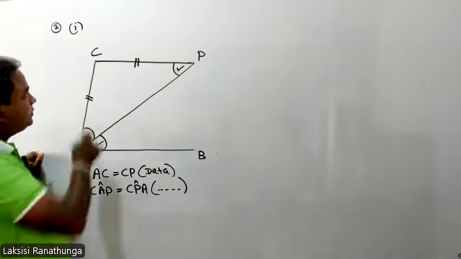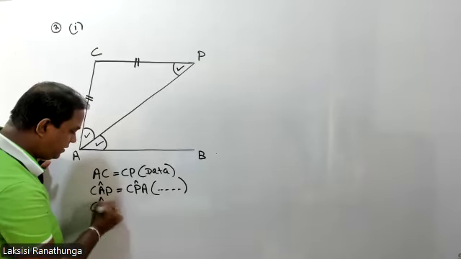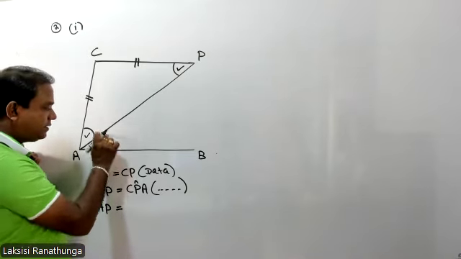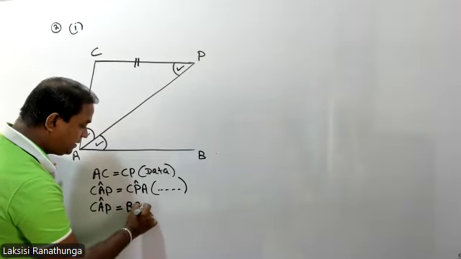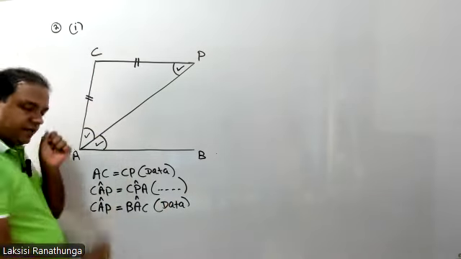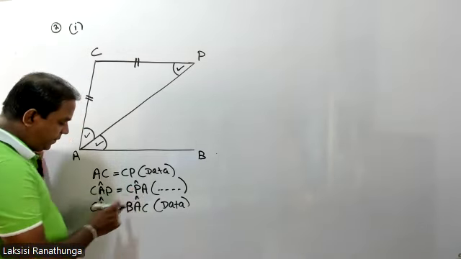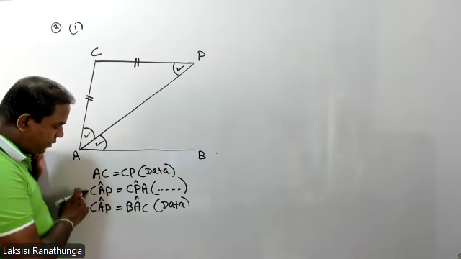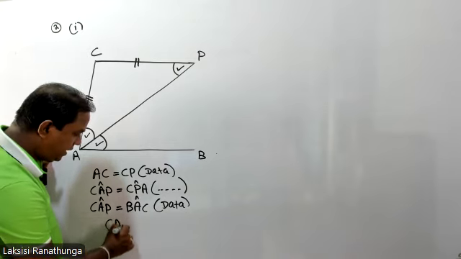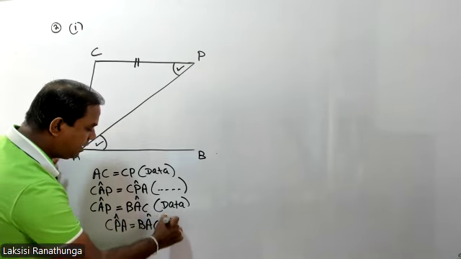Then again, angle CAP equals angle BAC, given in the diagram, data. These two angles are equal. Now consider the last two relations: CAP equals CPA, CAP equals BAC. Both left sides are equal. Therefore, axioms, angle CPA equals angle BAC, axioms.